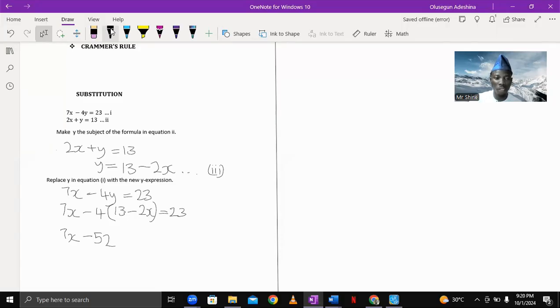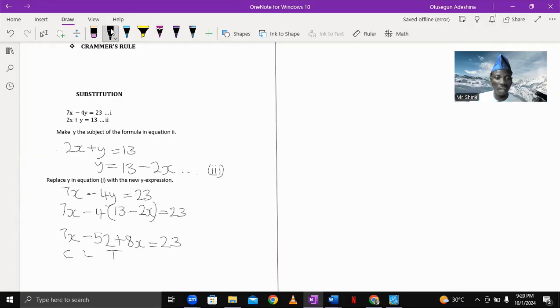Similarly, minus 4 will multiply minus 2x, but the signs matter first. So minus times minus here gives us plus. 4 times 2 gives us 8. Then we have our x. So minus 4 times minus 2x gives us plus 8x. And we bring down our equal to sign and we have our 23. So we can now collect like terms.